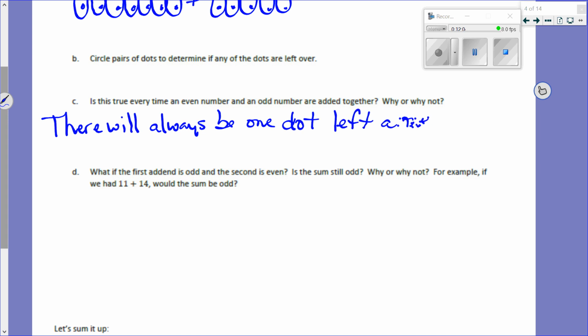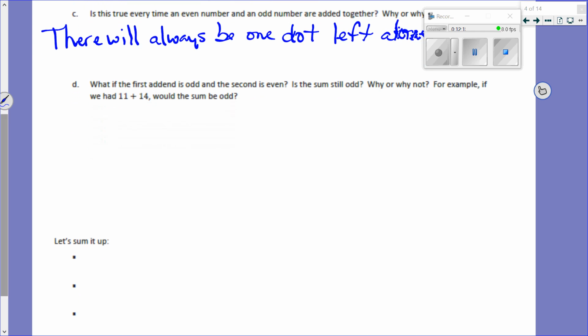That poor little dot has no partner in this world. It is kind of sad. It's like certain students we have in here, but we won't mention names.